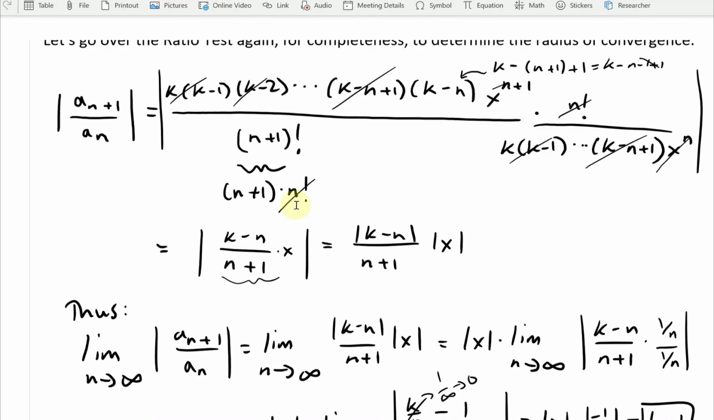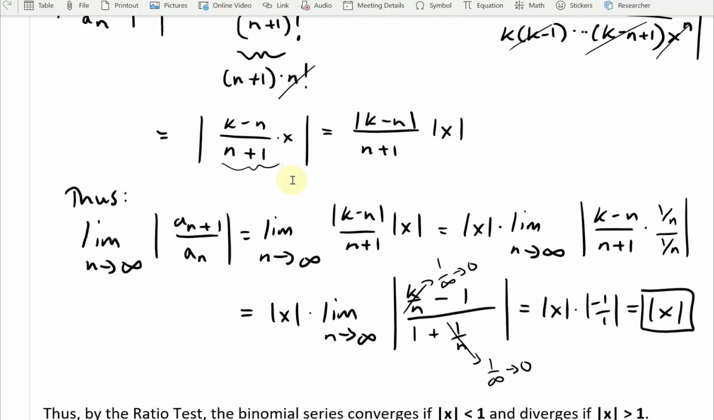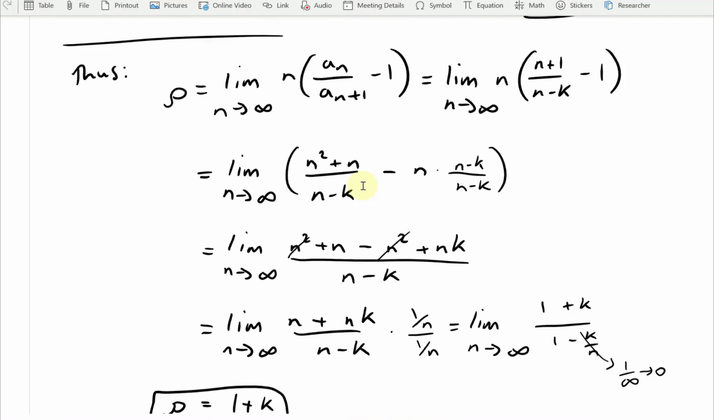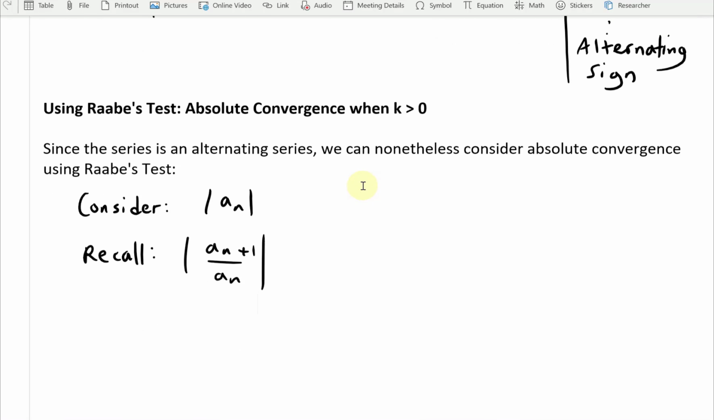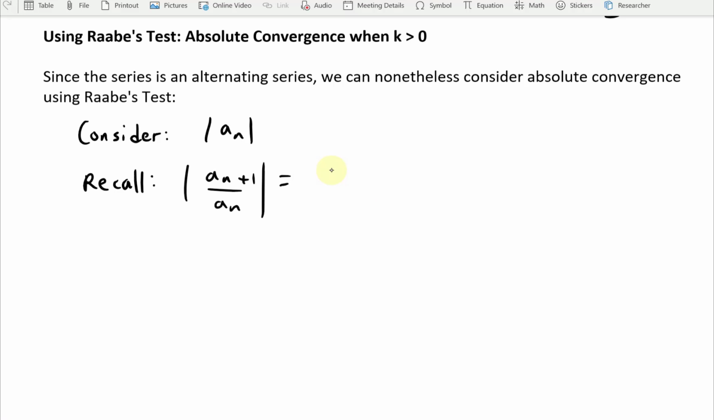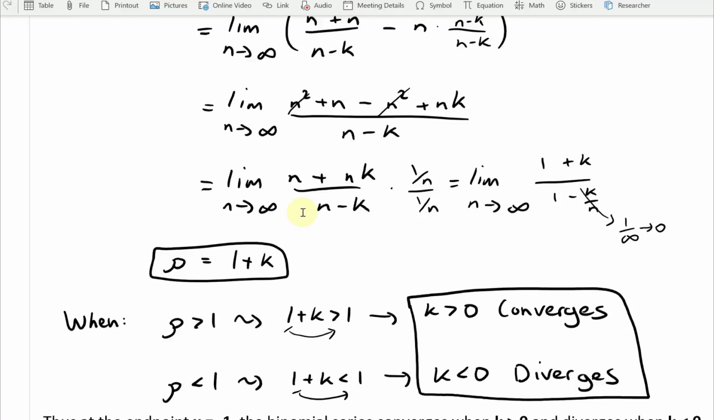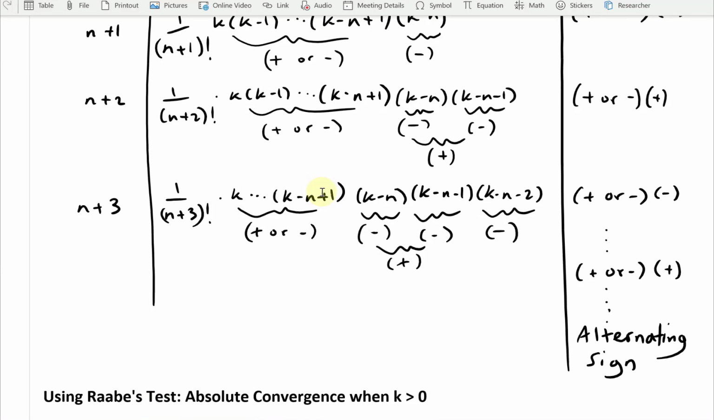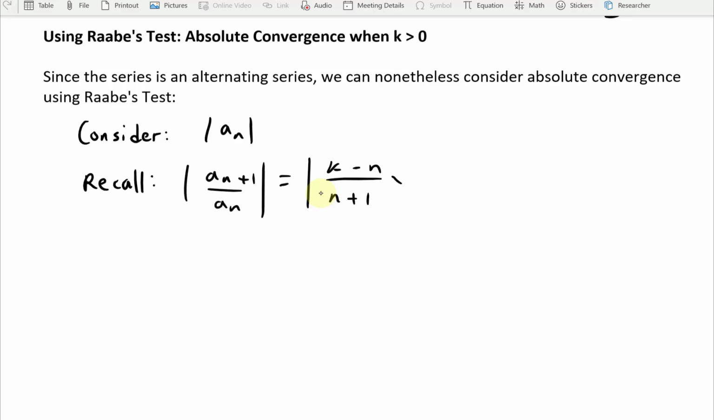And you can see that right here in the alternating series. So k minus n, then divided by n plus 1 times x, like that. So you could look at that over there. Anyways, we're looking at absolute convergence. So this equals, again, k minus n over n plus 1, times x. And then right here at x equals 1, we get the absolute value of k minus n over n plus 1.